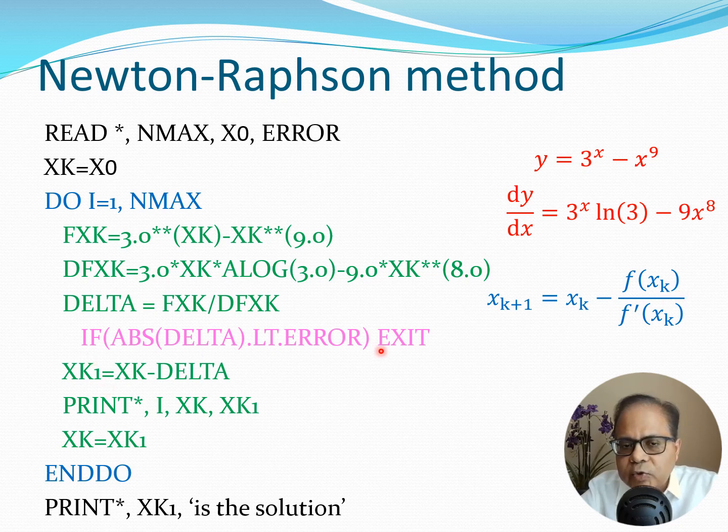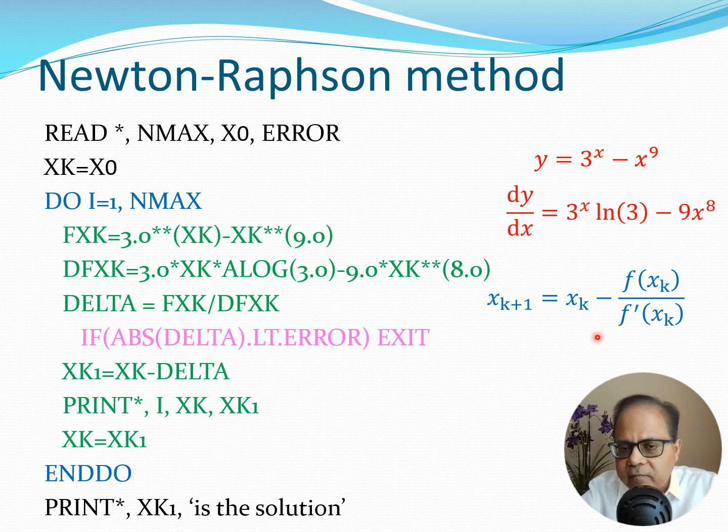So in case you of course converge, you will leave this system, but if you don't, you calculate xk1 as xk minus delta, which is this equation here written in the form that xk plus 1 is here. So I'm calling it xk1, xk is xk, and minus delta, delta being this particular value f(xk) by f dash (xk), which we have obtained here. And then I'm just printing the values of I, xk, and xk1. And finally, the last step I must remember is to put this xk1 value into xk because that's going to be used in the next round.